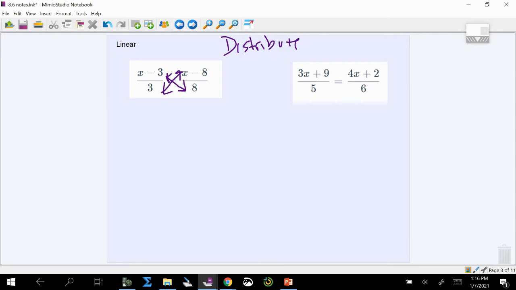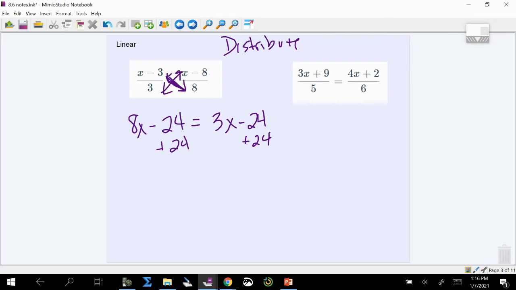When I multiply diagonally, it doesn't matter which one you do first. I'm going to go this way. I have 8 times x and 8 times negative 3. And then when I multiply diagonally the other way, I get 3 times x and 3 times negative 8. So then I'm left with something linear. All of these are going to be linear. We'll deal with the ones that have x squareds in them, the quadratic ones, in the next video.